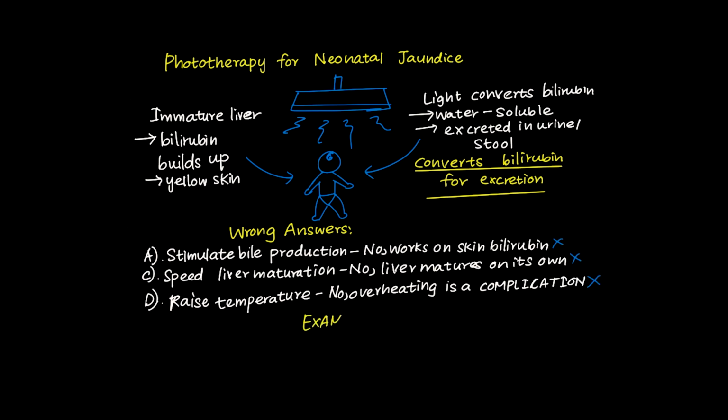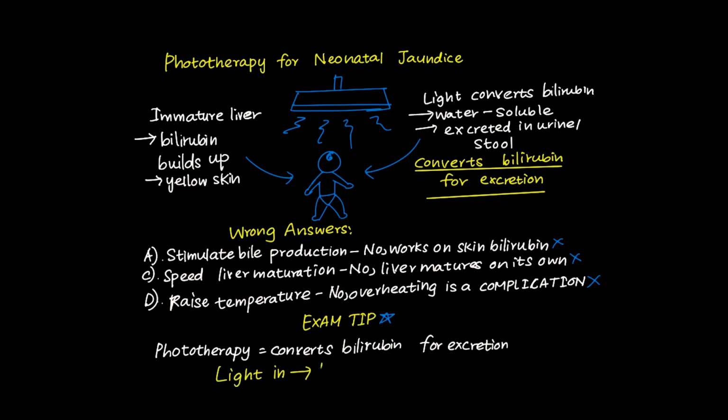Here's a WGU D443 OA exam tip for you. When you see phototherapy and newborn jaundice, the answer is always about converting bilirubin for excretion. Quick recall hook. Photo means light, light converts bilirubin. Converted bilirubin gets excreted. Light in, bilirubin out.